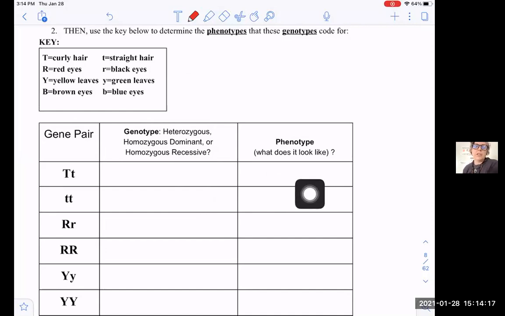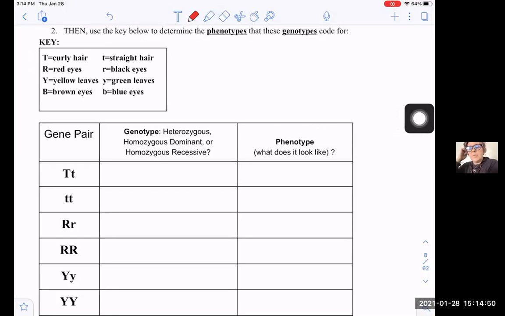There are different letters that represent different things. Like T is representing hair texture, whether you have curly hair or straight hair. R is representing eye color. Y is representing leaf color. And B is representing eye color, again, for 2 different colors. So as you're going through this, you're going to have to reference this key up here to determine the phenotype of each of the individuals.